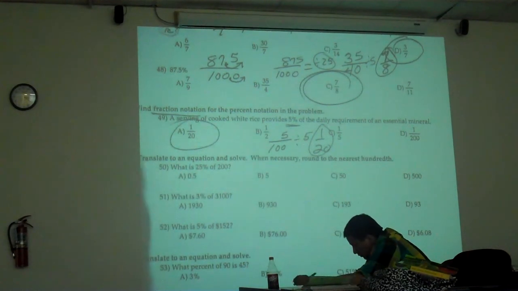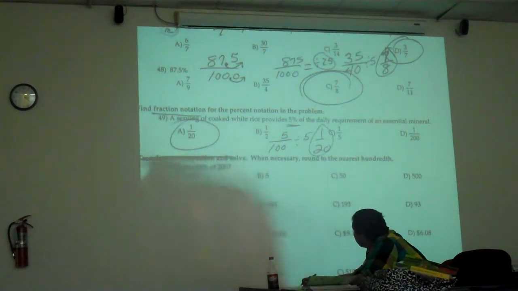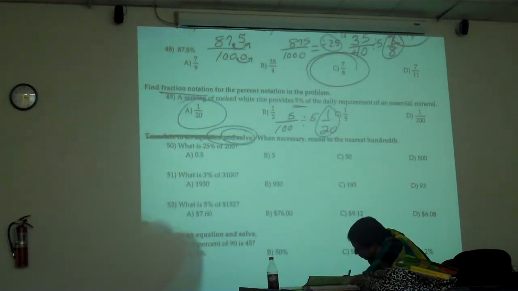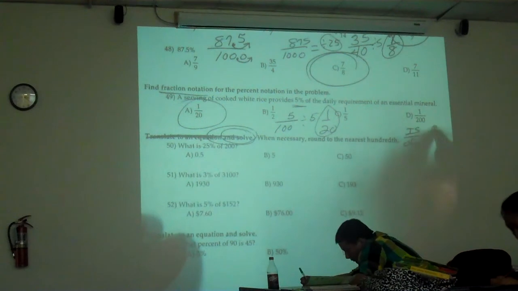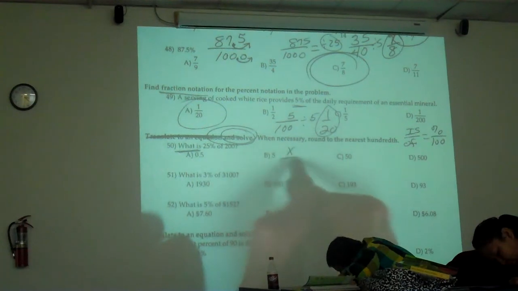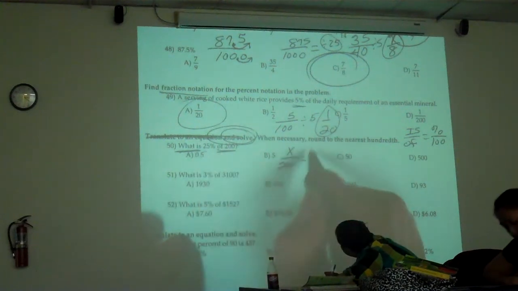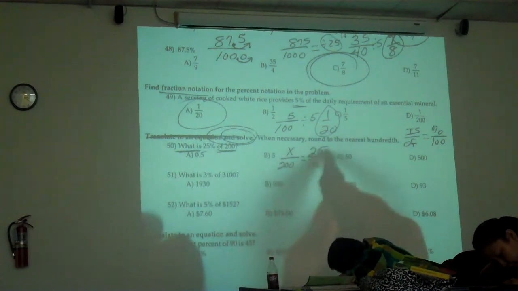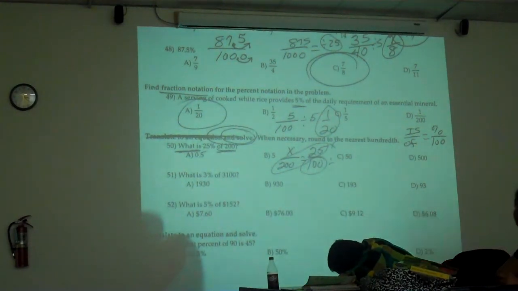Okay, translate to an equation and solve. I need to get rid of that part. You can put it into a proportion. Just solve it, okay? So, solving it, remember we do the is over the of equals percent over 100. We don't know the is. The of is 200. The percent is 25. Percent goes over 100. So 25 times 200 divided by 100. 50.